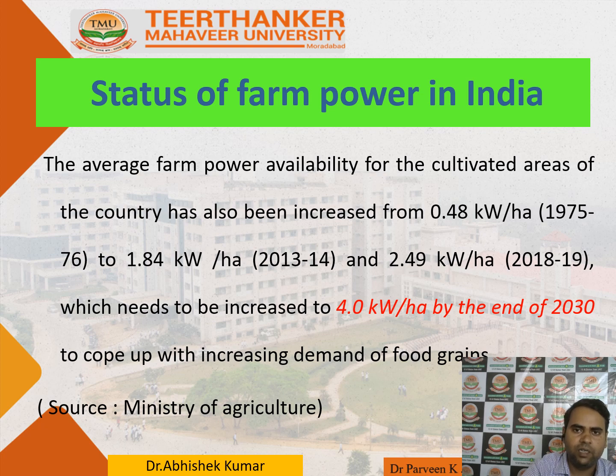What is the current status of farm power in India? The average farm power availability for the cultivated area of the country has increased from 0.48 to 1.84 kilowatt per hectare in 2014 from 1975, and the average is about 2.49 kilowatt per hectare in 2018. We need to increase it up to 4 kilowatt per hectare by the end of the year 2030 to meet the increased demand for food grains. The sources are taken from the Ministry of Agriculture.